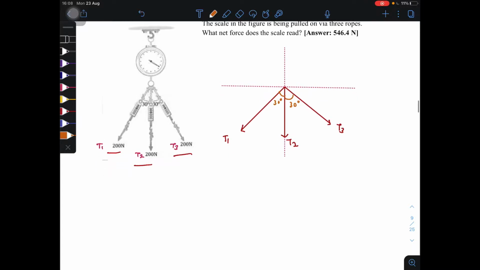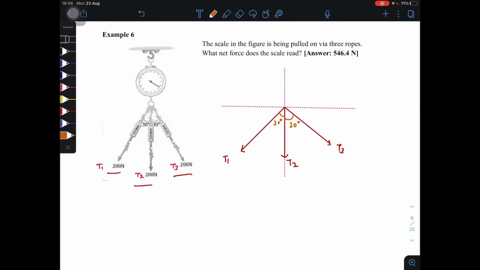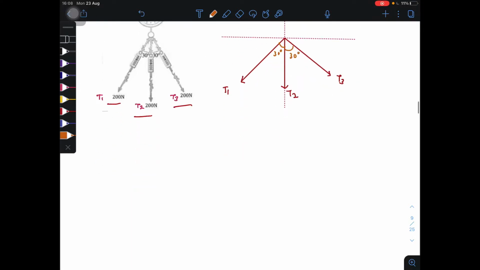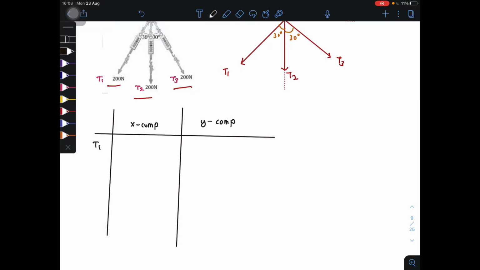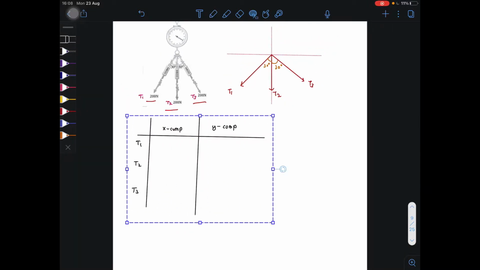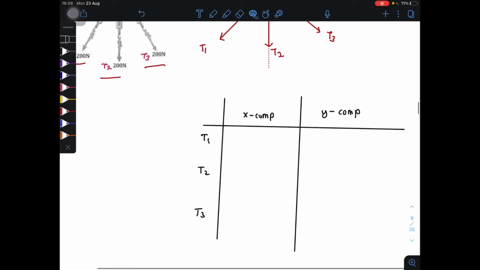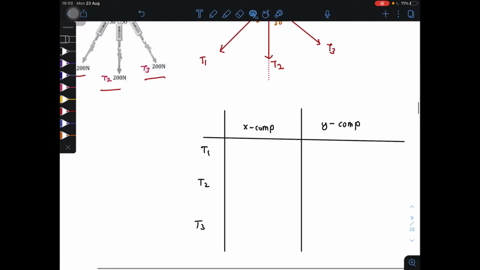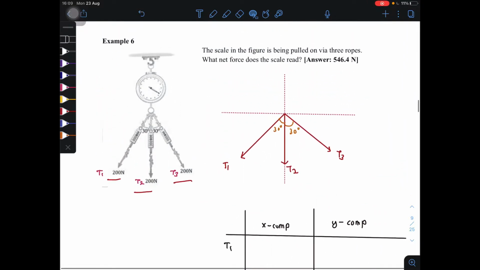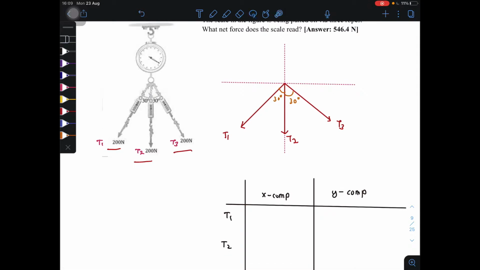Okay, so now we need to find the resultant force. So obviously kena lukis table dahulu. So lukis table macam biasa, X and Y component, X component, Y component, and then T1, T2, T3. Okay, let me put it here. Okay, something like this. Okay, so now we need to resolve the vector. So tengok satu-satu, T1 dahulu.